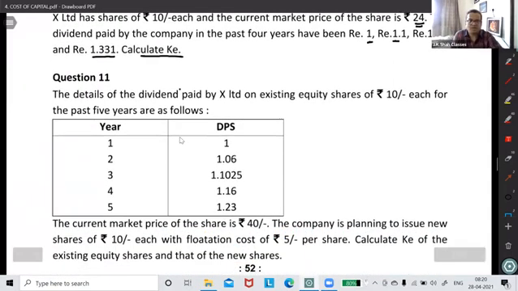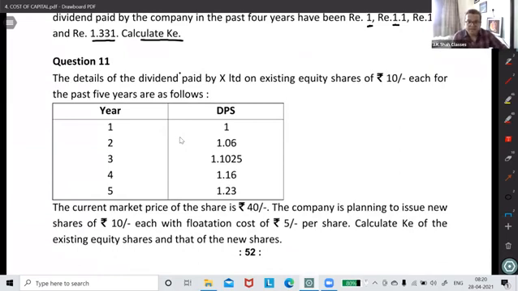Okay. See what is told. The details of dividend paid by X Limited on existing equity shares of rupees 10 each for the past years are as follows. So your 1, 2, 3, 4, 5, and the dividend per share is given to you. Guys, you can make out now, it's for calculating the trend in the change in dividend.